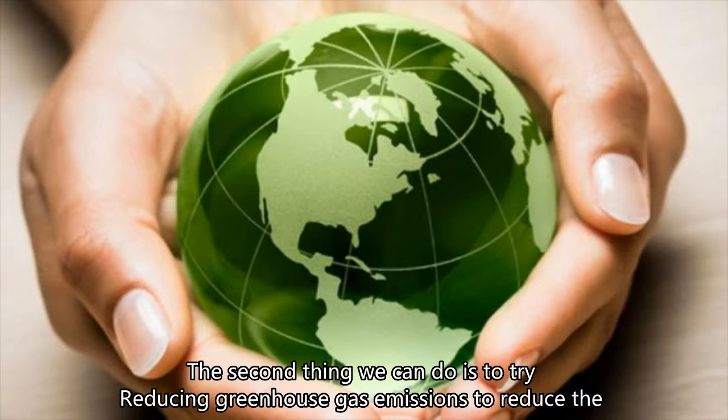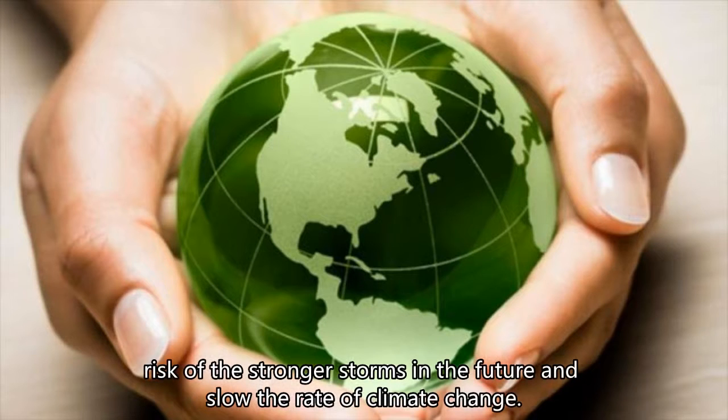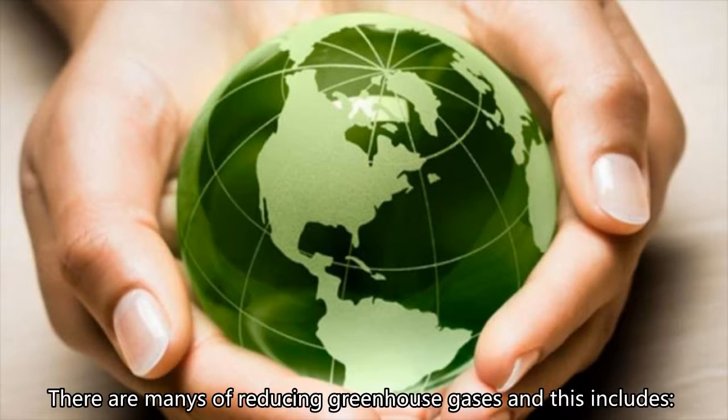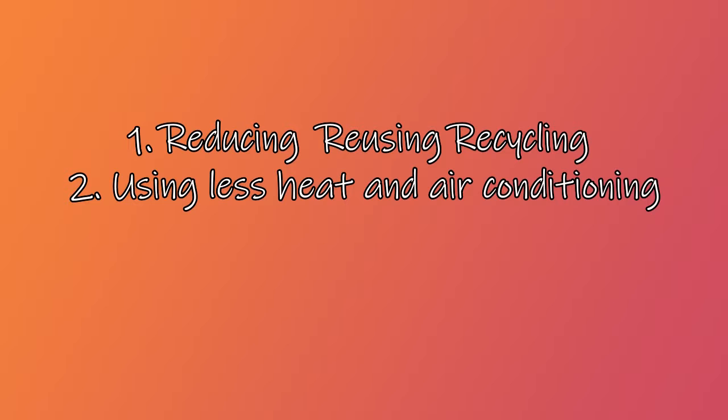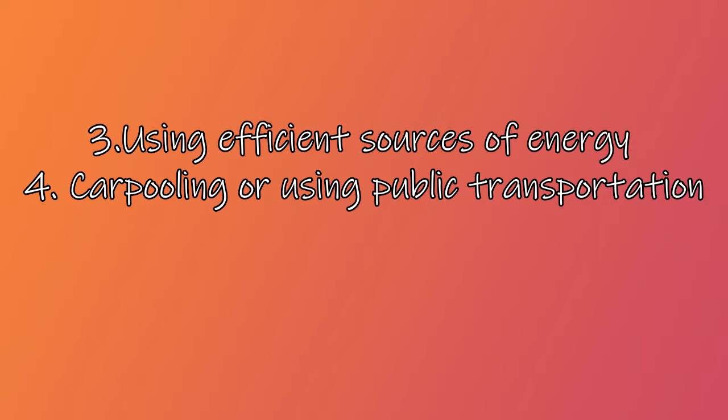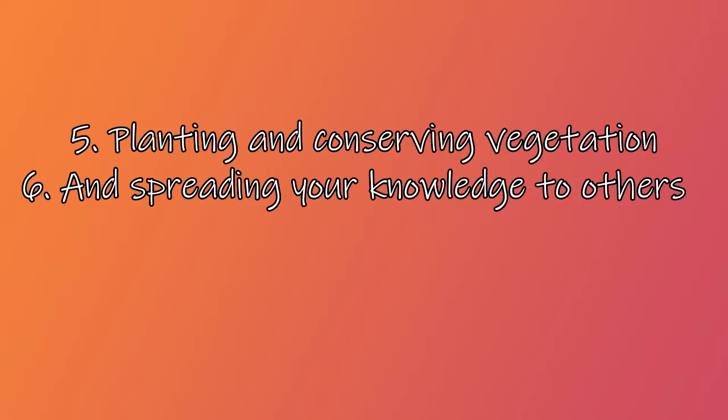The second thing we can do is to try reducing greenhouse gas emissions to reduce the risk of stronger storms in the future as a way of addressing climate change. There are many ways of reducing greenhouse gases, and this includes reducing, reusing, recycling, using less heat and air conditioning, using efficient sources of energy, carpooling or using public transportation, planting and conserving vegetation, and spreading your knowledge to others.